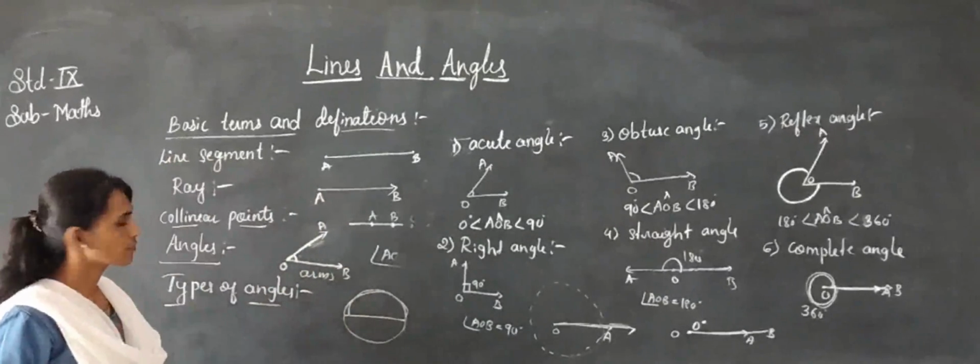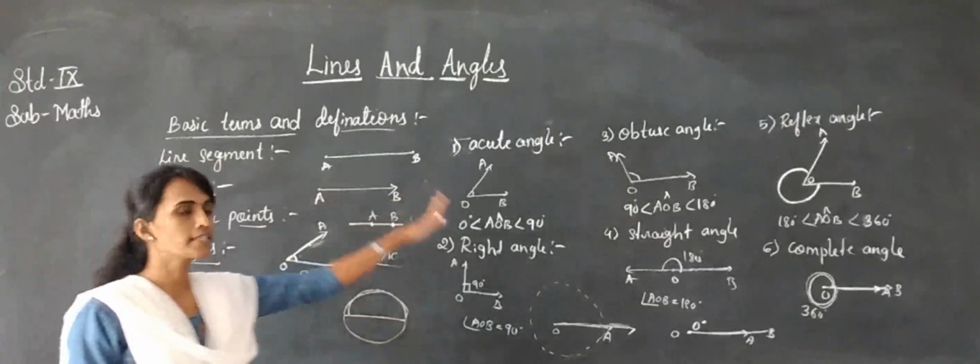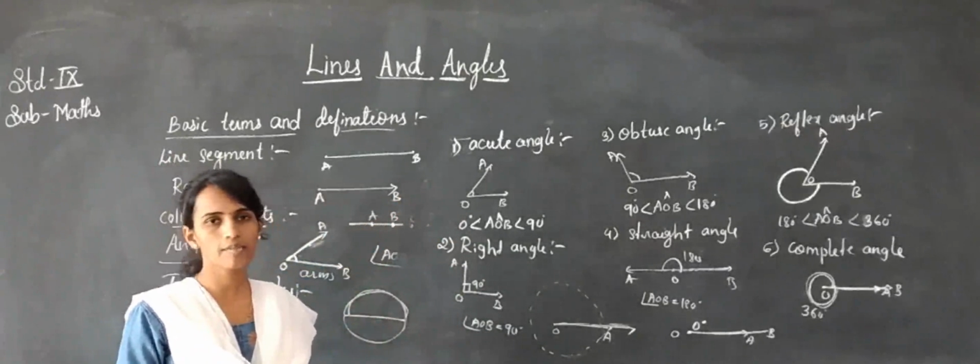So you know the definitions of the common basic points and the types of angles. Some more types will become different types, I will explain now.